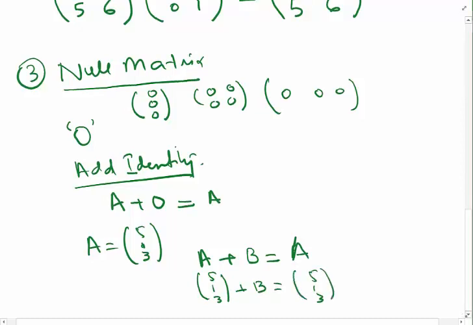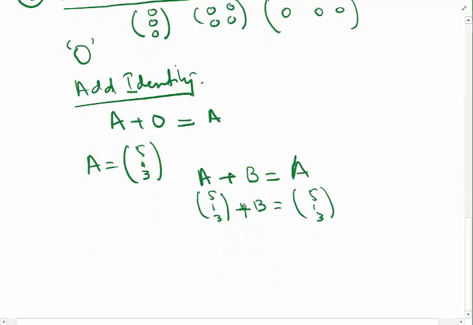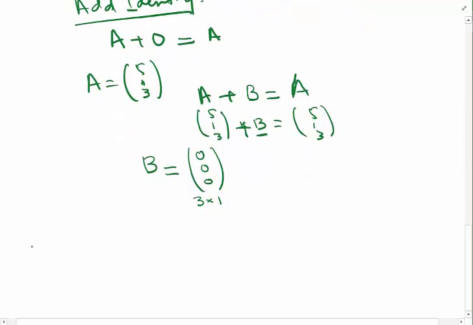Now if we are asked to state the matrix B entries, since we are getting the same matrix 5, 1, 3 when we add 5, 1, 3 with B, therefore B should be a null matrix, and the order of B should match with the order of matrix A. So therefore B matrix should be 0, 0, 0 in the order of a column. That means order of B should be 3 by 1. So this is about the null matrix.